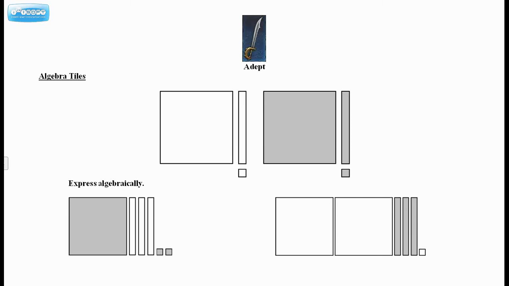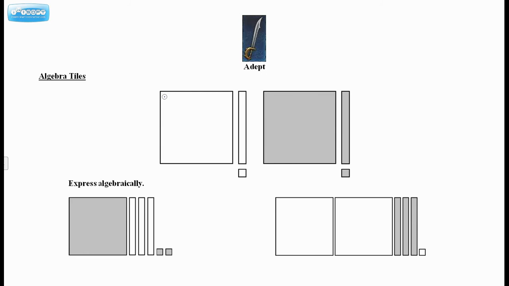All right, Chapter 5, Section 1, moving on to the Adept level. This video introduces something called algebra tiles. Algebra tiles are simply a visual way of interpreting polynomials, specifically binomials and trinomials. Eventually they just get too complicated and tiles don't work, but at this stage we can use them.